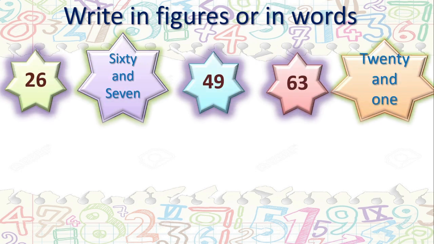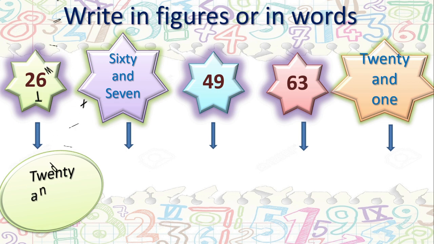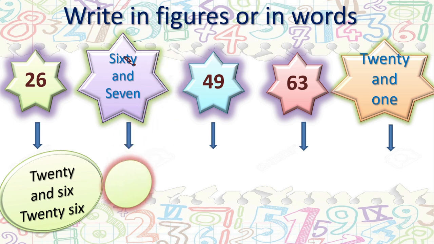One more activity. Here we can see the stars. Some stars have numbers and some stars have number names. Okay, we will name them. First one, 26. 20 and 6, 26. Correct? Second, number name you can see on the star, that is 60 and 7. What is that? 67. Isn't it?